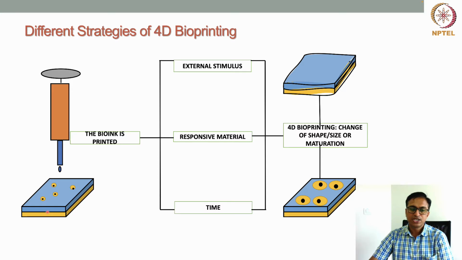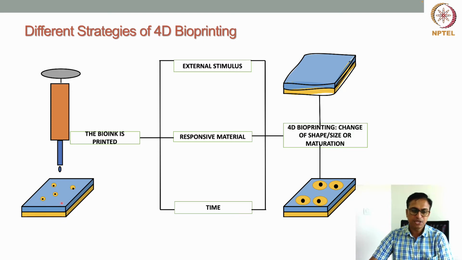So what will happen is that these two layers may have different properties. Suppose the swelling properties of these two layers are very different. Suppose these two layers respond differently to different temperatures, and can also respond differently to different pH. All these things are the cues or the stimulus for changes in the shape or size of these bioprinted structures.